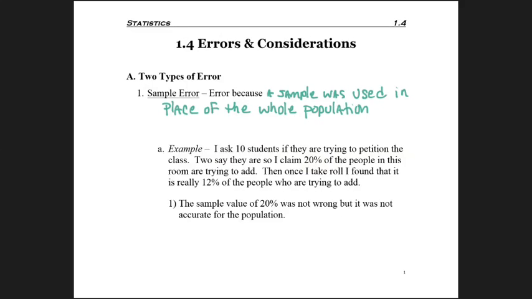But by the time I finished taking roll, if I found out that it was really 12% of the people who were trying to add the class, then the 20% that I originally got would be considered a sampling error. I didn't do anything wrong, but it wasn't accurate for the population. And generally a sample never is accurate for the population.